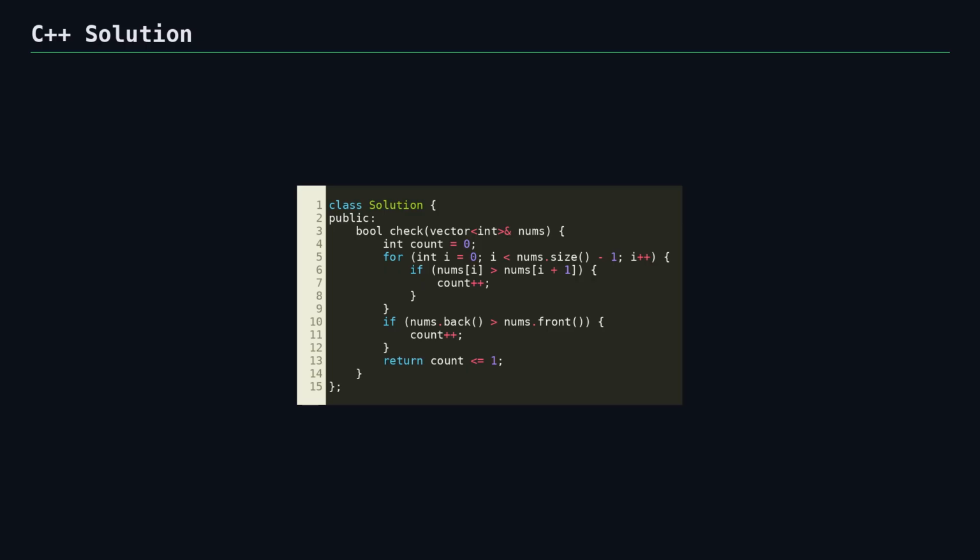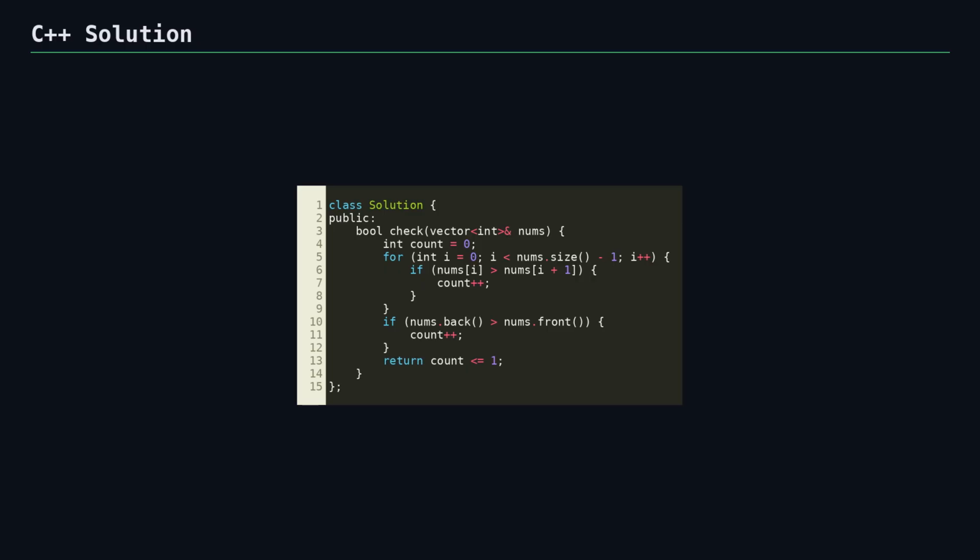After the loop, we check if the last value is greater than the first value. And if it is, we increment the count again. Finally, we return whether the count is less than or equal to 1. This is the key line of code, because if the count is greater than 1, then the array isn't sorted and rotated. Let's go through it line by line.